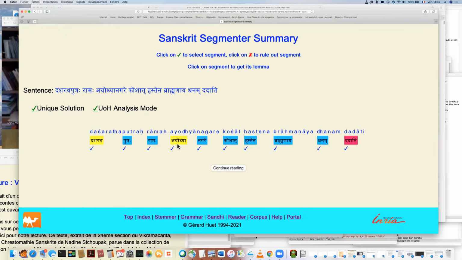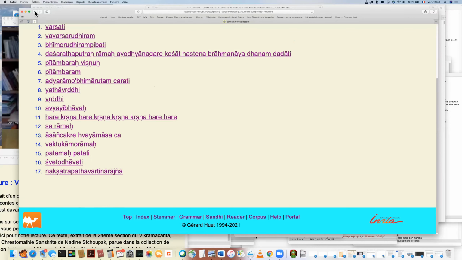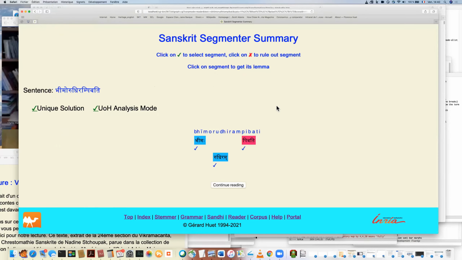Now I use Bhimo Rudiram Pibati. There I'm getting Bhimaha Rudiram Pibati. So Bhimaha and Rudiram, both I'm getting blue. Why is both blue? Go to the third sentence. Bhimo Rudiram Pibati. Why are Bhimaha and Rudiram both blue? Okay, so they are both blue because they are Subanta. The red is Tinanta. So it's a verb form.